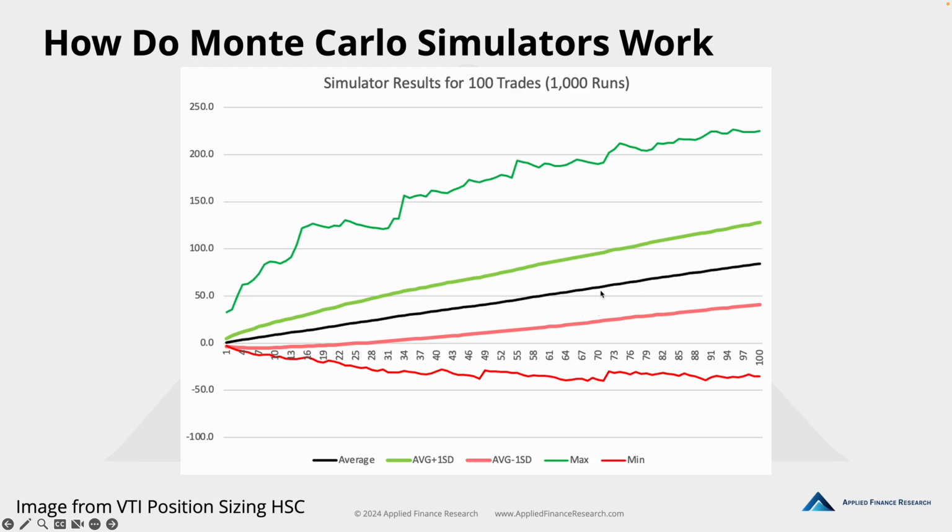We could also find the maximum of all these runs, and that's depicted by the green line here. Or we could find the minimum, that's this red line at the bottom. We could also calculate things like the average plus 1 standard deviation, that's the thick green line, or the average minus 1 standard deviation, that's the red line. There's a bunch of different stats that we could calculate from all of those Monte Carlo runs.